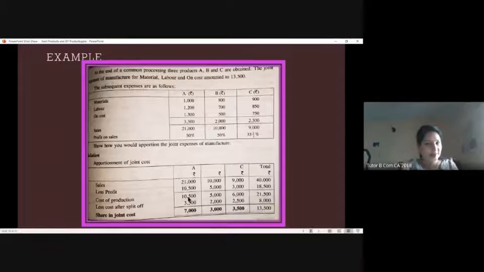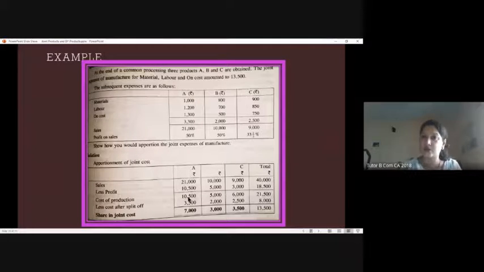So this is a little different, but I think this is much easier for you because you've already learned the format in the previous semesters. Today we learned 4 more methods of apportionment of joint products. The first one was the market value method, where the apportionment is based on the market value of the joint products. The second one is market value after considering further processing cost.